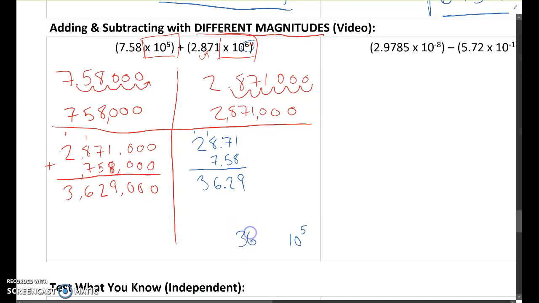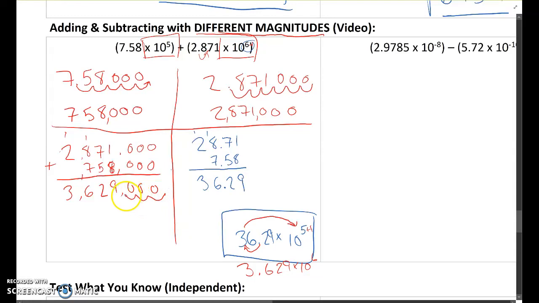So 36.29 times 10 to the 5. And hopefully you've noticed that this is bad scientific notation. I actually need to take this decimal place and move it one more place here, which means I'm going to come over here and add 1. So I would get 3.629 times 10 to the 6. And here I would get 3.629 times 10 to the 6.